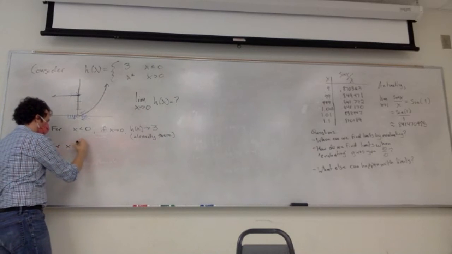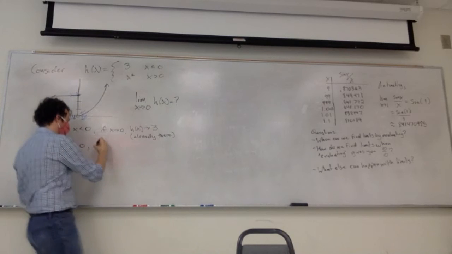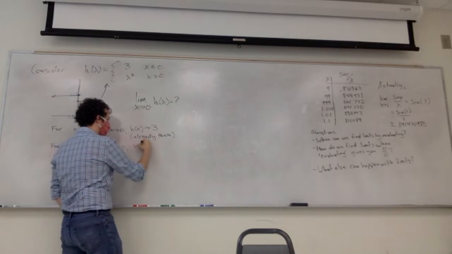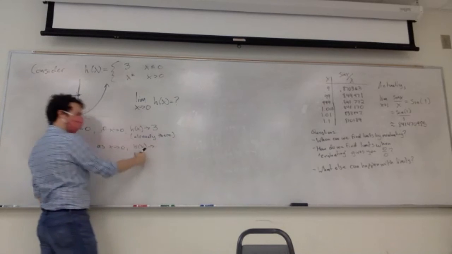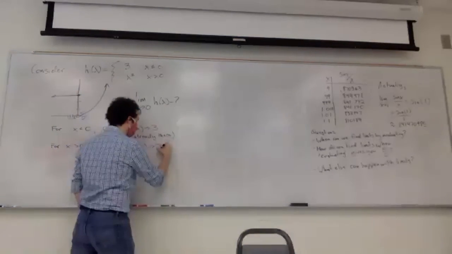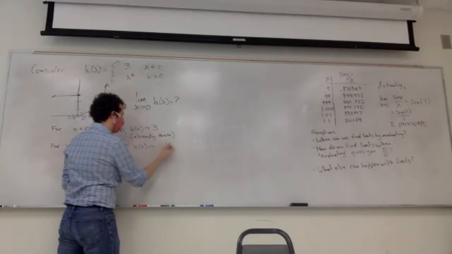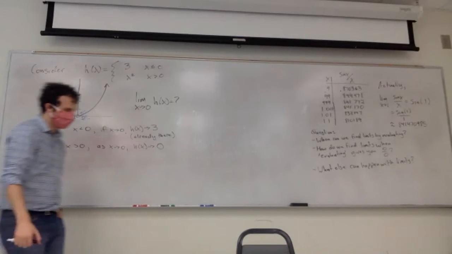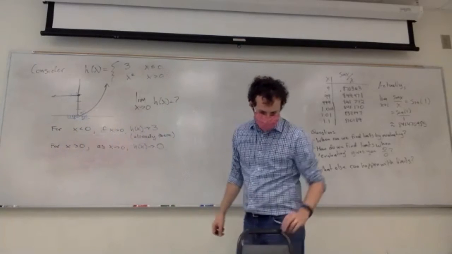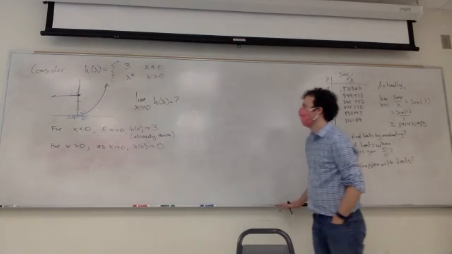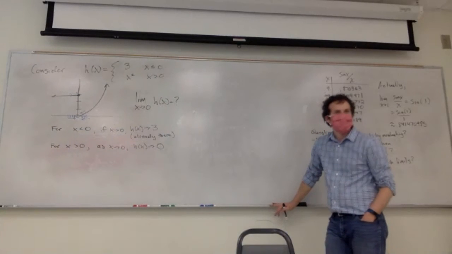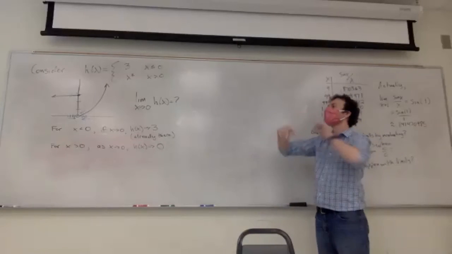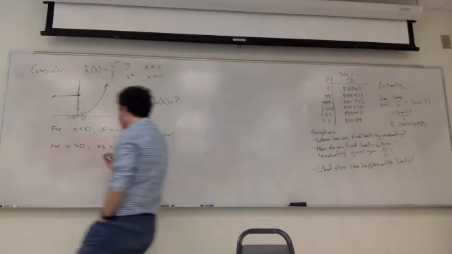So for x bigger than 0, if you let them get closer and closer to 0, then the function, which is on the parabola over there, gets closer and closer to 0. And then we have to decide what to do.